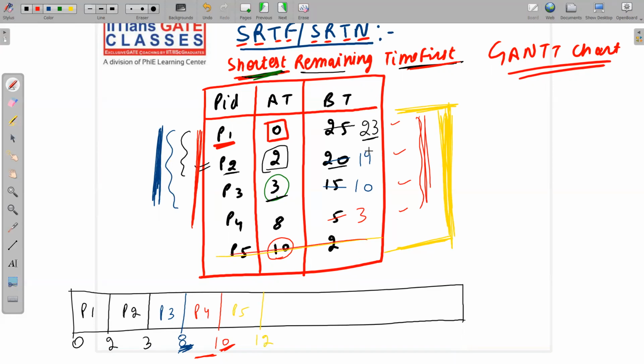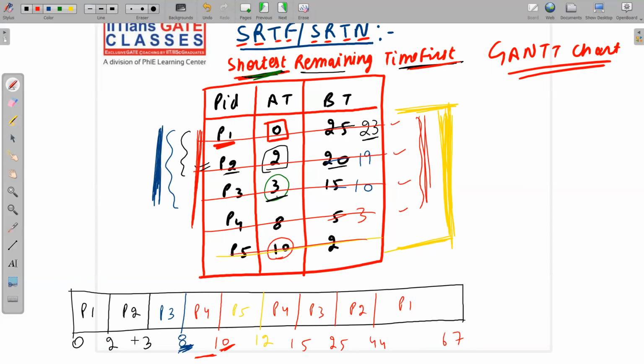Now see which has the least remaining time. P4 has the least remaining time, so P4 will be executed now. For what amount of time? 3 units were remaining, so 12 plus 3 is 15. Till 15, and then P4 is over. Now P3 will be executed for 10 units of time, and P3 will be over at 25. Then P2 will be executed for 19 units, so 25 plus 19 is 44. After that, P1 was remaining, so P1 will be executed for 23 units. 44 plus 23 is 67.